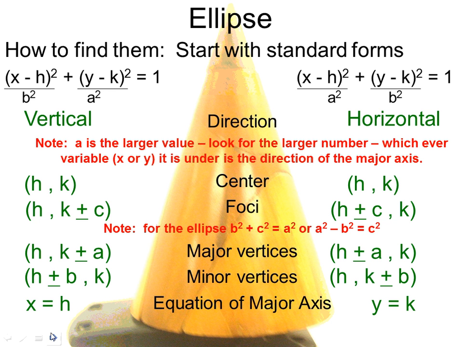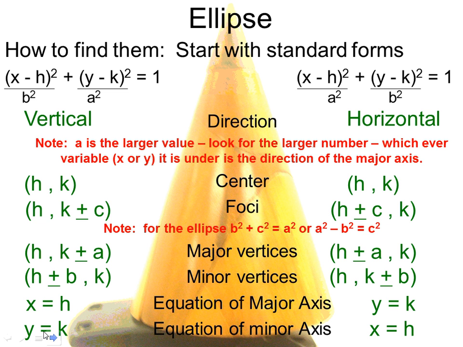Equations of the major axes are X equals H if it's vertical, and Y equals K if it's horizontal. That way everything stays going straight up and down. And the equation of the major axis for horizontal is Y equals K. And then the equations of the minor axis are just the opposites. So if X equals H is the major, Y equals K has to be the minor. If Y equals K is the major, X equals H is the minor. Why is that? Because for the minor vertices, if it's horizontal, the H can't change from the center. If it's vertical, the K can't change from the center. Kind of a way to help you remember that.